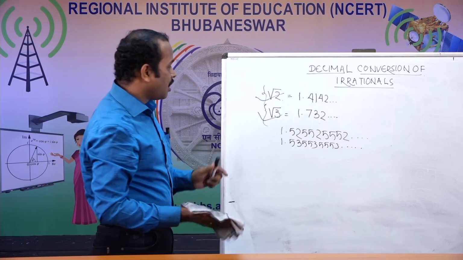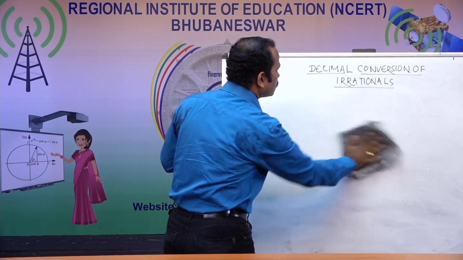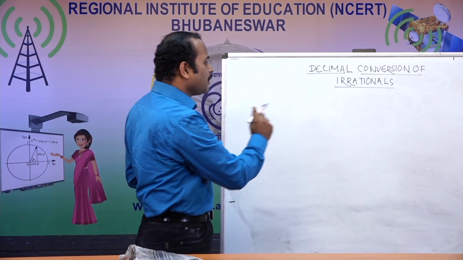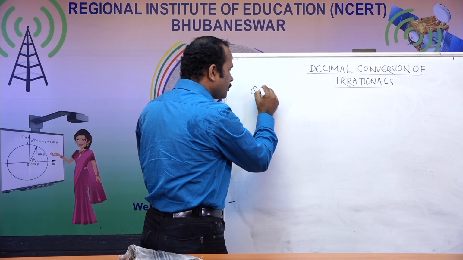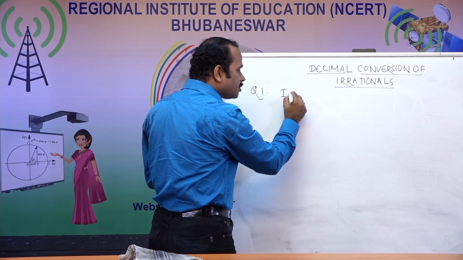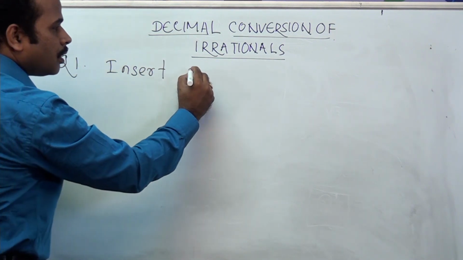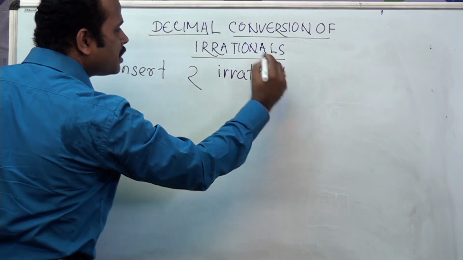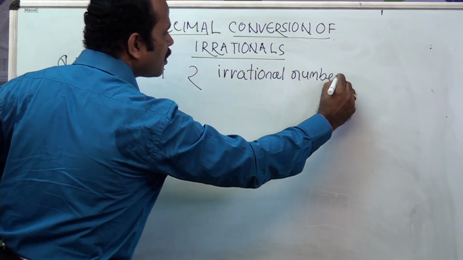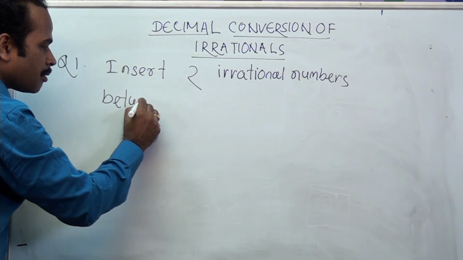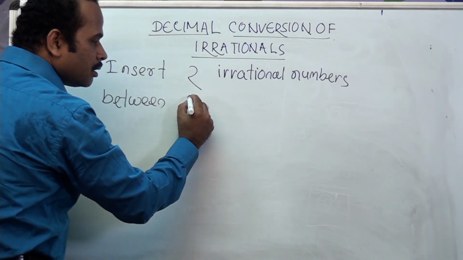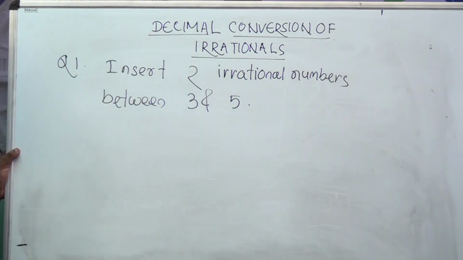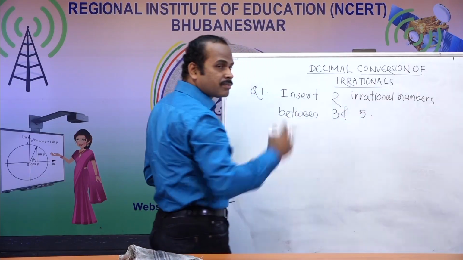Let us go to an example of irrational numbers and rational numbers. For example, now one question is given: insert two irrational numbers between 3 and 5. Suppose this 3 and 5, these are rational numbers. And we have to find two irrational numbers between this 3 and 5. Very easily we can find.